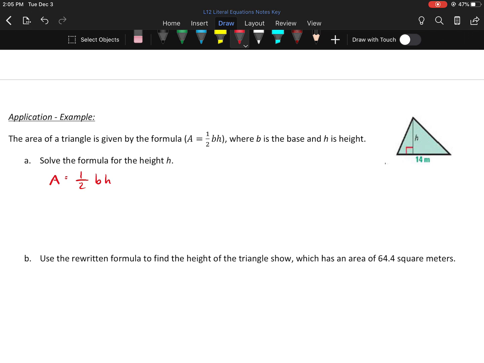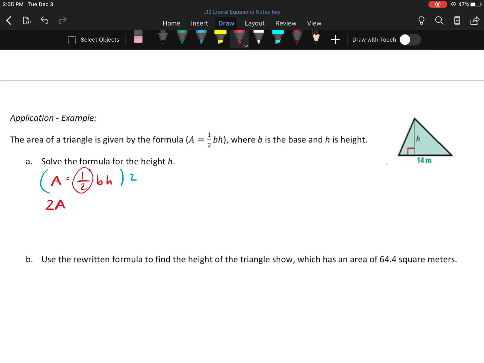So I want to take this formula, A equals 1/2 bh, and I want to get the h to be by itself. So I don't like fractions, so the first thing I'm going to do is multiply by 2 on both sides. That's going to give me 2A over here. We're multiplying by 2 to get rid of this, so 2 times 1/2 just goes away. And then you get bh, because the half of 2 is 1, and these cancel each other out. Okay, so this and this go away, we end up with a 2 here.